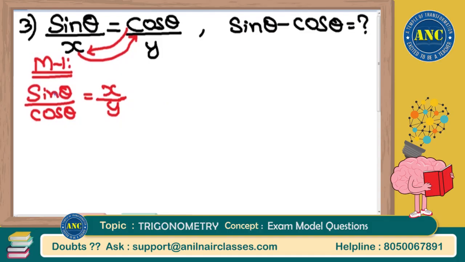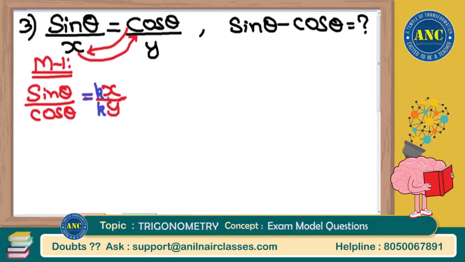That means sin theta divided by cos theta is equivalent to x by y. Put some values for x, put some value for y. When I divide one value by the other, I will get a constant quantity. I will call that constant quantity k, for example. So sin theta will be equal to kx, cos theta will be equal to ky.